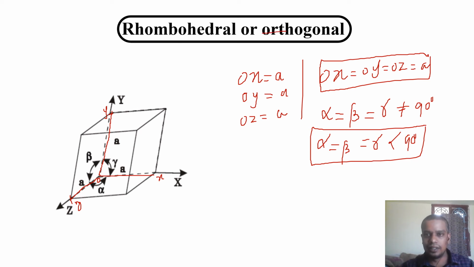It's actually a small mistake I made. You can just write it's a trigonal crystal system, rhombohedral or trigonal. Wherever I am saying orthogonal, you can change it. Orthogonal means all the three axes are at 90 degrees. Here it is a trigonal crystal system. The best example for the trigonal or rhombohedral crystal system is calcite.